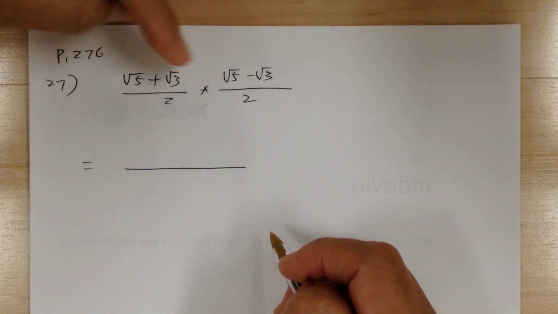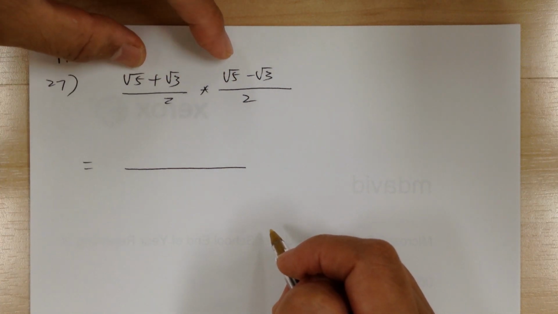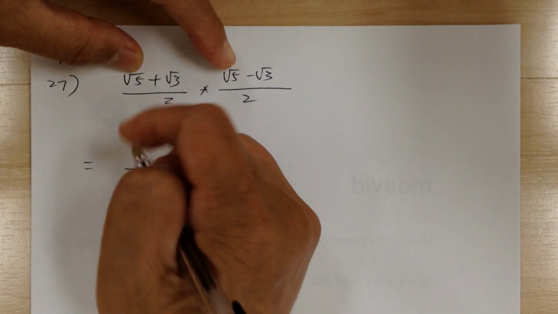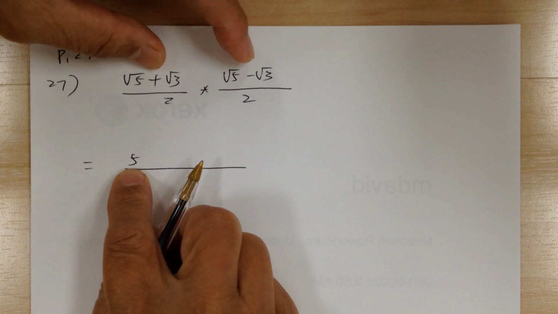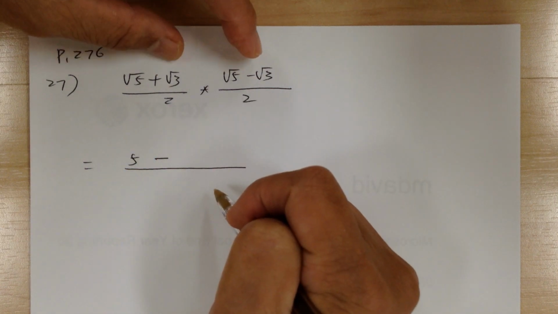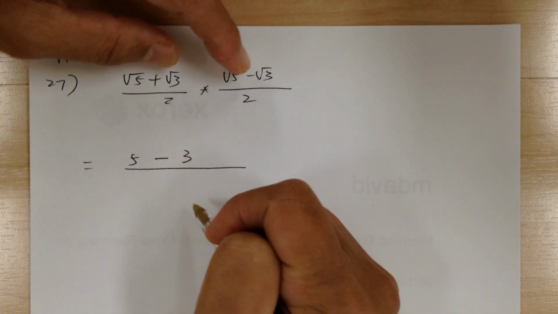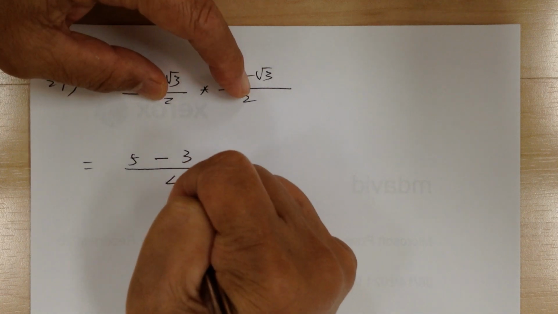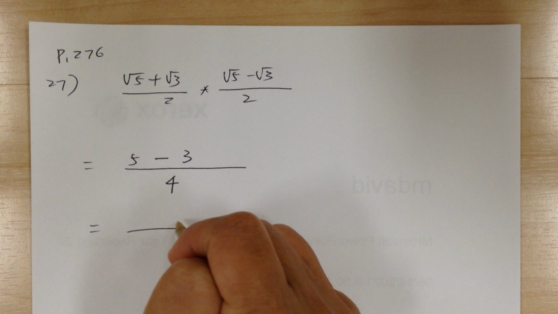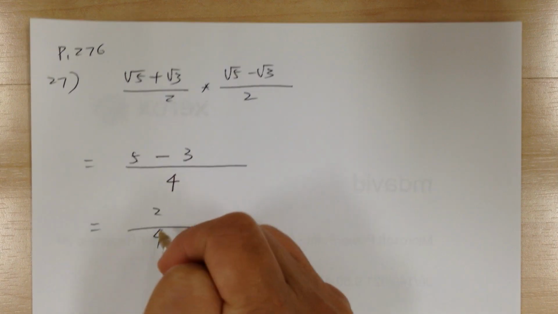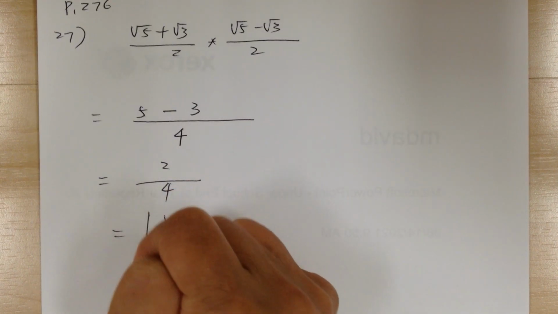So when you multiply, you just go and multiply the corresponding parts. So this will be 5: square root of 5 times square root of 5 gives you 5. Plus times minus gives you a minus. Square root of 3 times square root of 3 gives you 3. And on the bottom, 2 times 2 is 4. So don't forget the multiplication on the bottom. This will give you 2 over 4, so this is equal to 1 over 2.